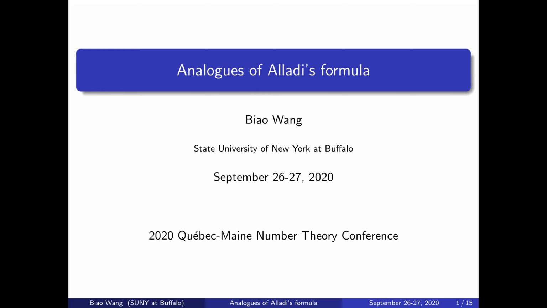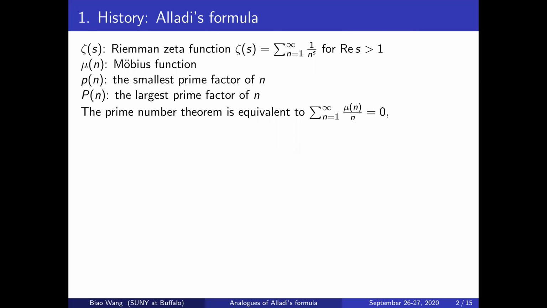First, let's look at what the formula is. Here are some notations. Z of s is the Riemann zeta function. Mu of n is the Möbius function. Small p of n is the smallest prime factor of n, and capital P of n is the largest one. It's well known that the prime number theorem is equivalent to this convergence. And if we take the first term, which is 1, to the right-hand side, then we can rewrite it as follows. Alladi refined this formula.